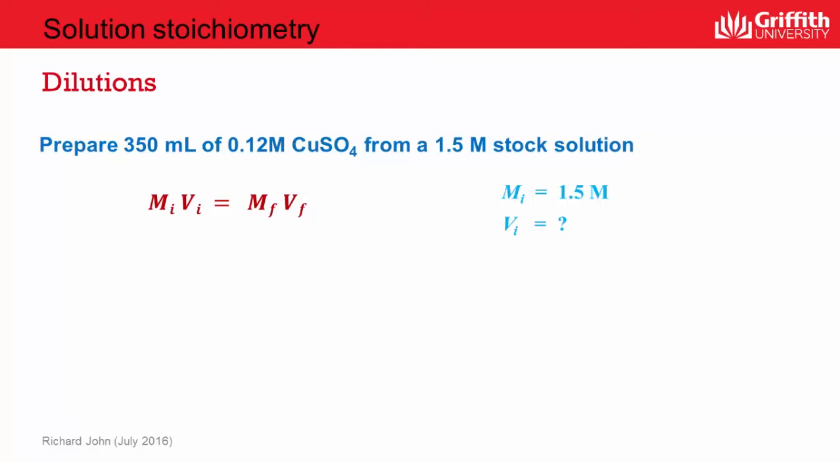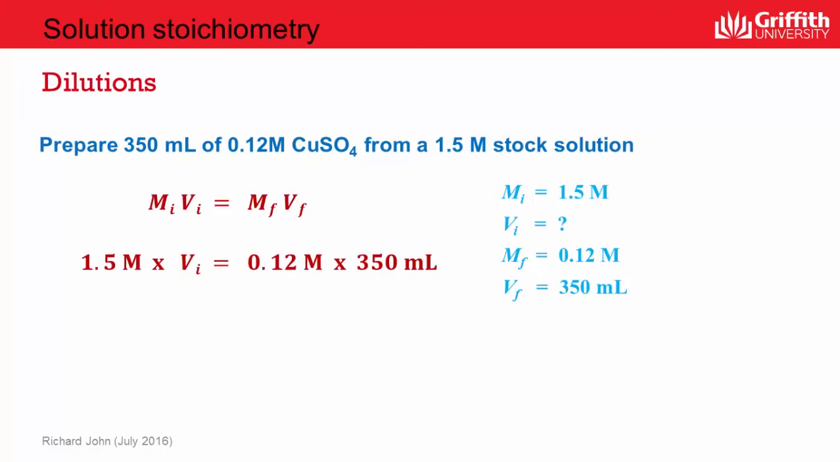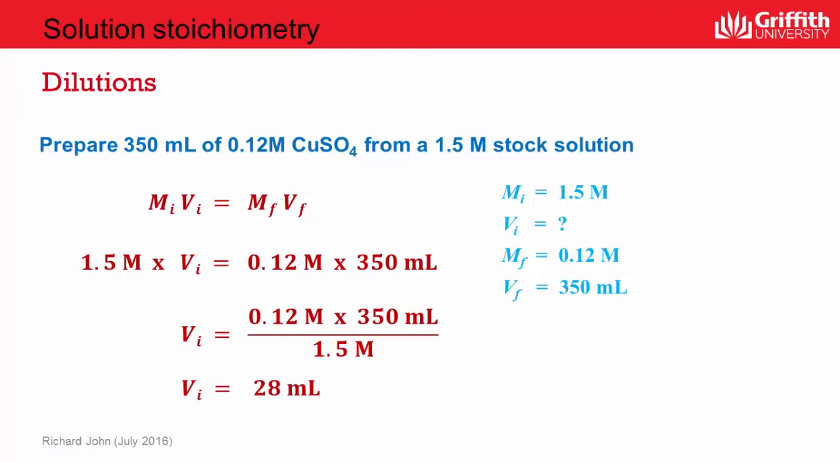We're trying to determine what volume of stock solution we want to extract to get our 350 milliliters of 0.12 molar copper sulfate. We know that the final molarity that we want is 0.12 molar, and we know that the final volume we're after is 350 milliliters. So we can substitute all of those values into that equation there. We can make the initial volume the subject of that equation, plug those numbers into our calculator, and what we get is an initial volume of 28 milliliters.